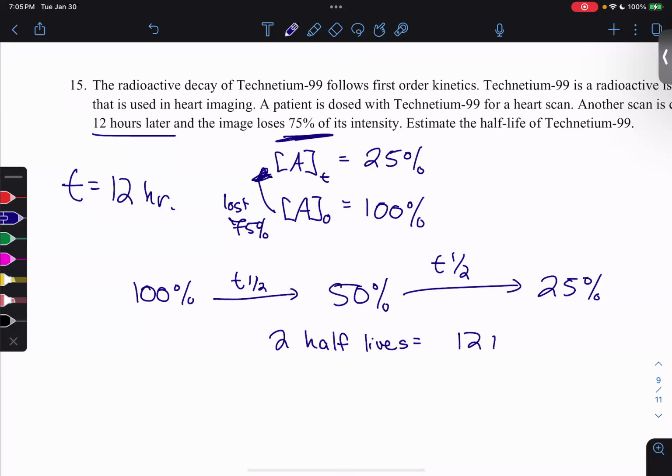So if 2 half-lives equals 12 hours, it takes 12 hours for 2 half-lives to go by. How long is 1 half-life? It's 6 hours. All right, that is the lazy way. Why is it the lazy way? I gave you super easy numbers. That's why. I just gave you super easy numbers.